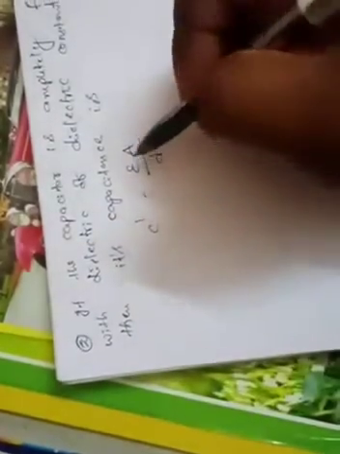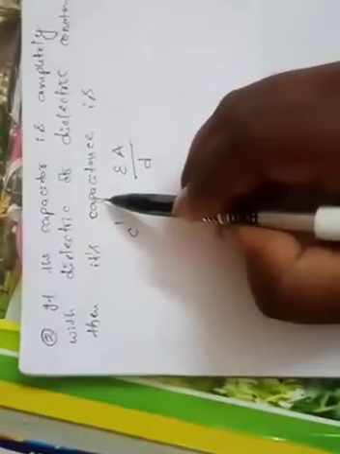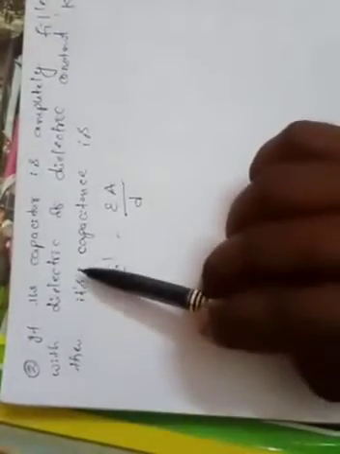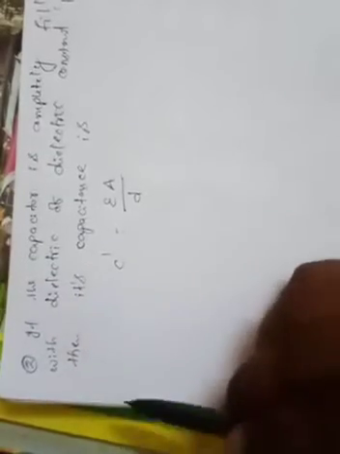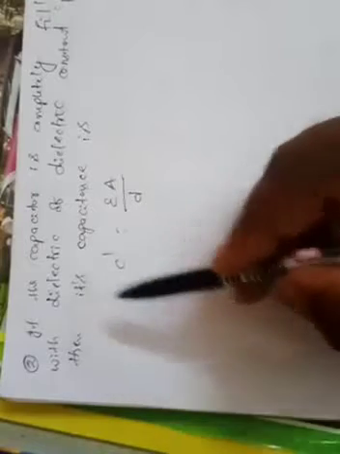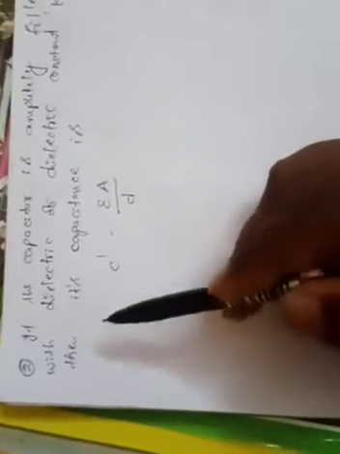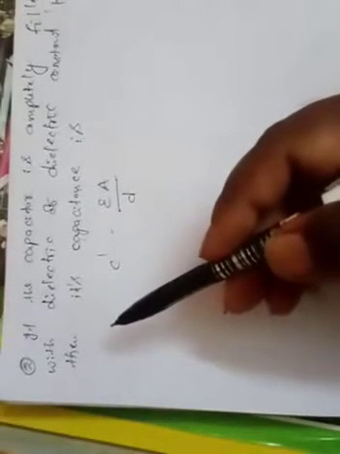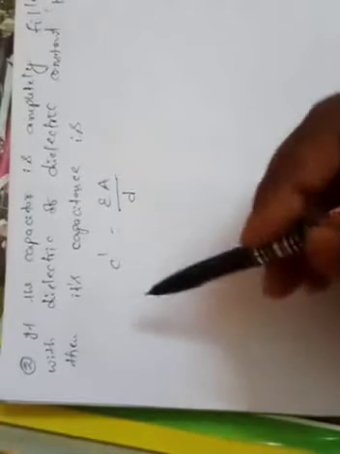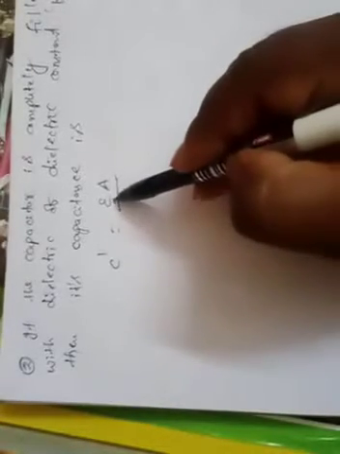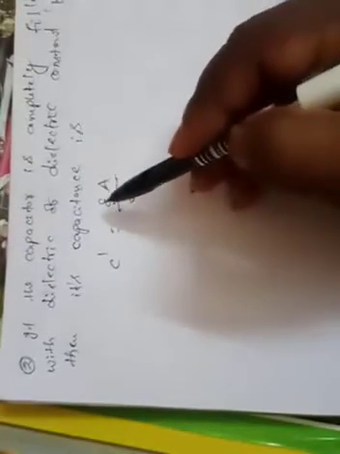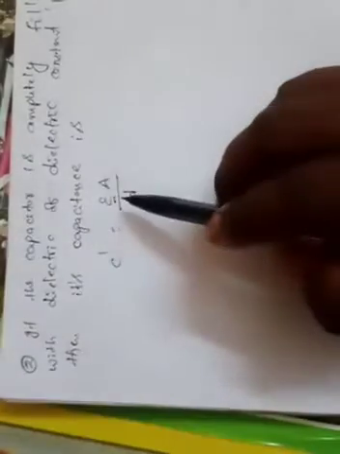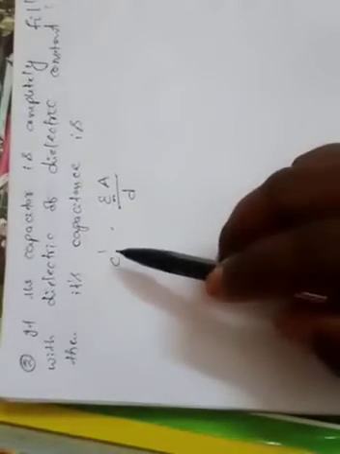Here what is this epsilon? In the first chapter we discussed Coulomb's law: if the medium between the two charges is air or free space or vacuum, there we used 1 by 4 pi epsilon naught. If it is other than air, vacuum or free space, then instead of epsilon naught, what will we use? That is epsilon. What is epsilon here? Permittivity of the medium, anything other than air or vacuum or free space.